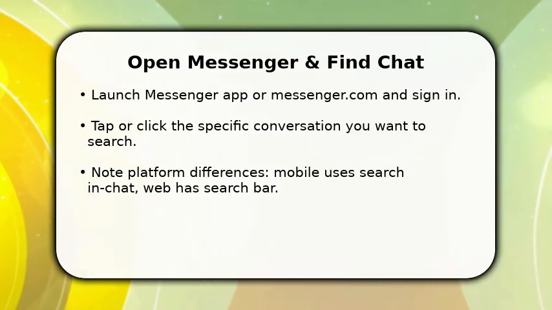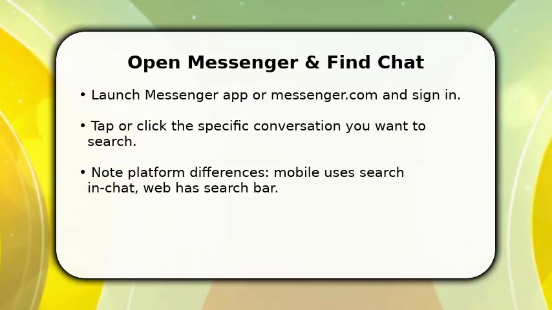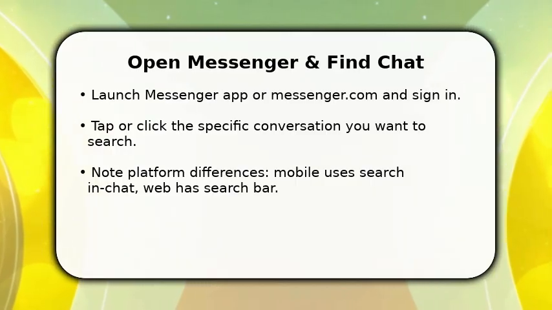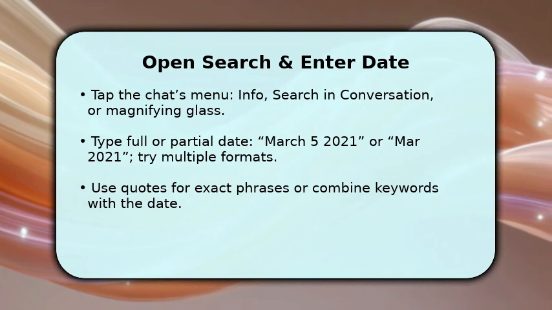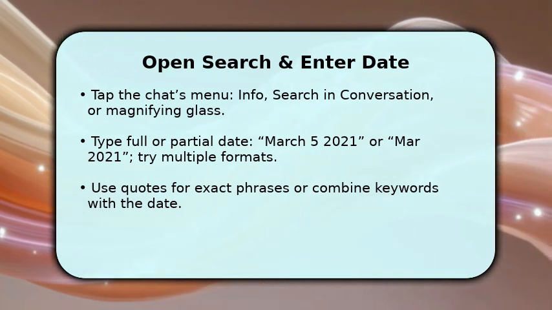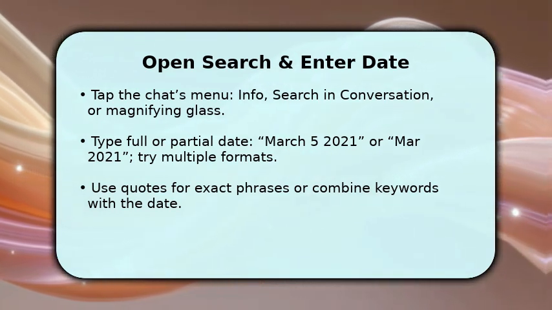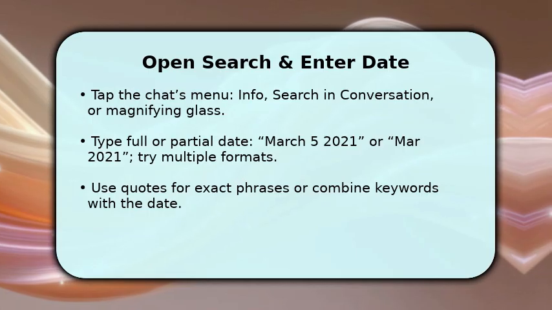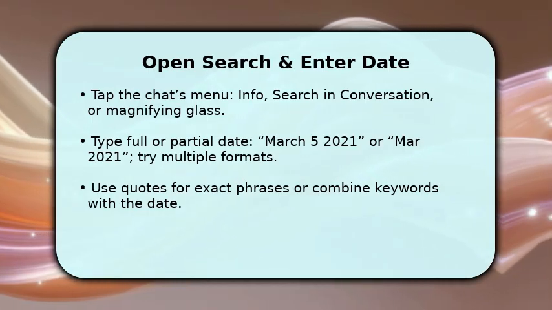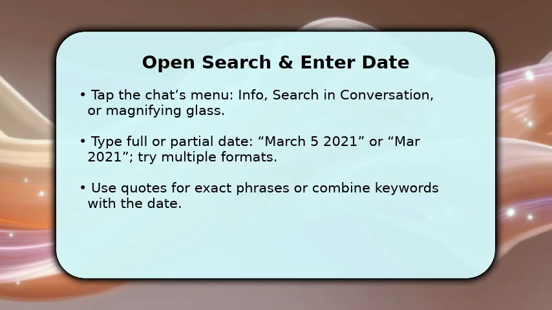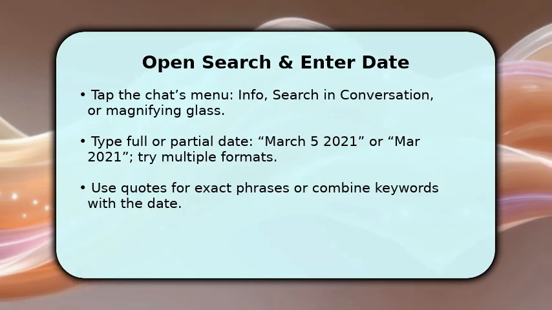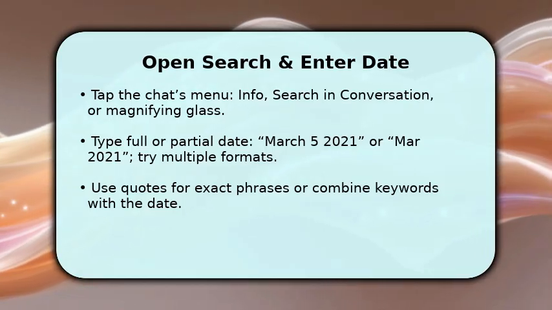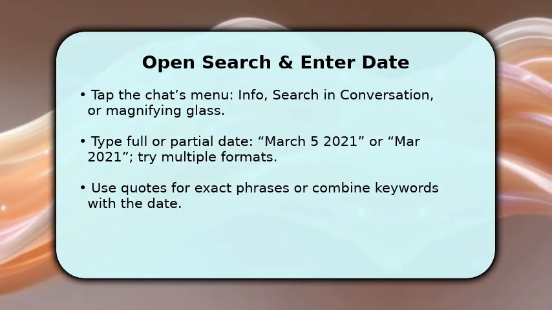Next, we'll open the search tool and prepare the date format you'll use to find messages quickly. Once done opening the chat menu, select Search in Conversation or the magnifying glass. You'll type the date in a format Messenger recognizes. Try March 5, 2021, Mar 2021, or just 2021 to narrow results. Make sure to include keywords if the date alone returns too many hits. For example, type a person's name or a unique word plus the date.